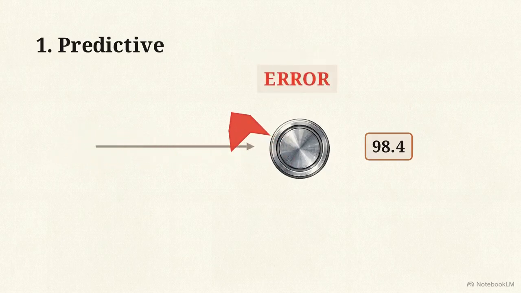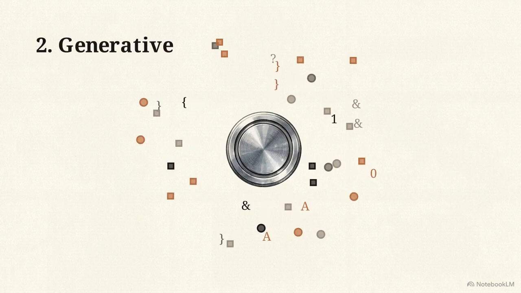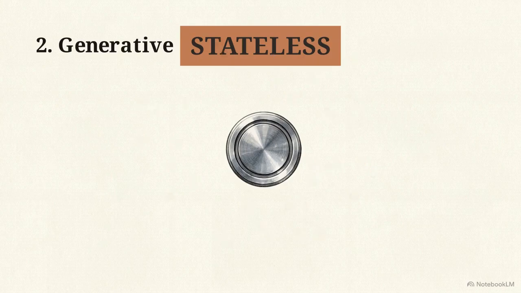To handle changing variables, we use the second structure, generative models. These sample from learned distributions to produce entirely new, open-ended content. That flexibility comes with strict limits. Generative outputs are structurally stateless, reactive, and prone to hallucinating facts.